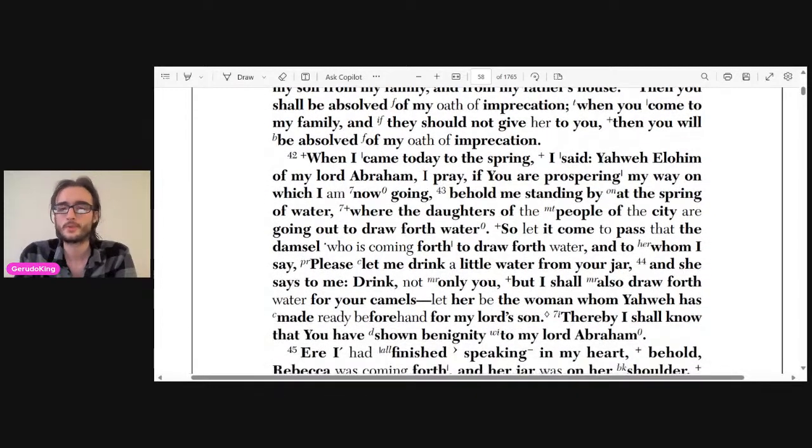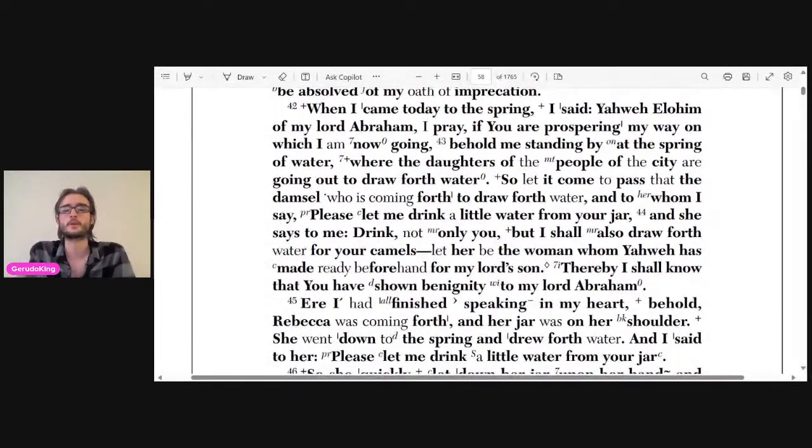When I came today to the spring, I said, 'Yahweh Elohim of my Lord Abraham, I pray, if you are prospering my way on which I am now going, behold me standing by at this spring of water, where the daughters of the people of the city are going out to draw forth water. So let it come to pass that the damsel who is coming forth to draw forth water, and to whom I say, please let me drink a little water from your jar, and she says to me, drink, not only you, but I shall also draw forth water for your camels. Let her be the woman whom Yahweh has made ready beforehand for my Lord's son. Thereby I shall know that you have shown benignity to my Lord Abraham.'